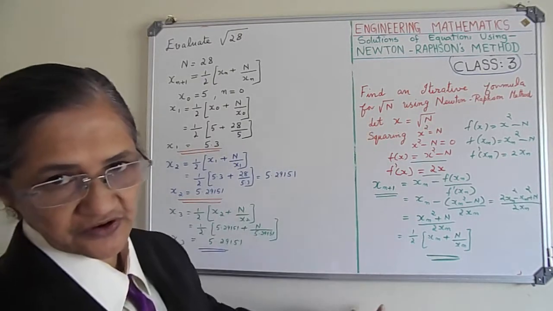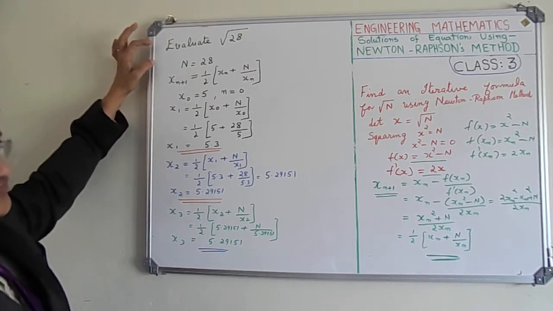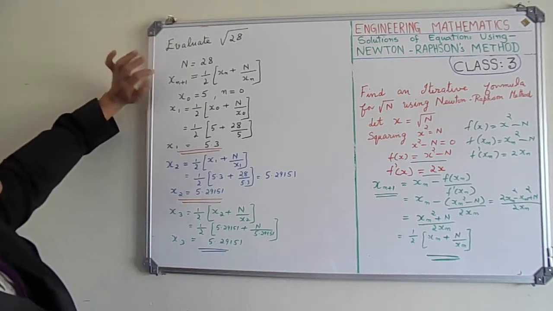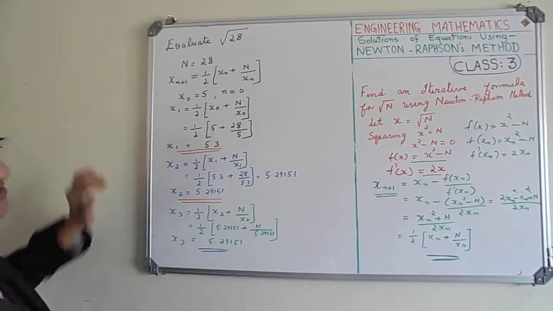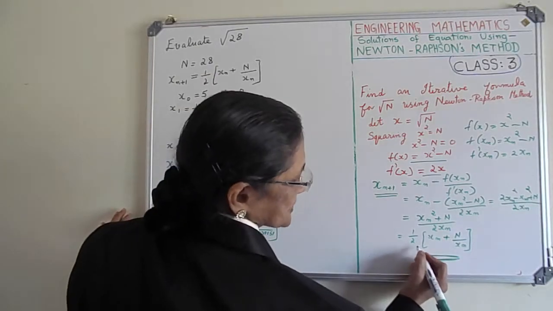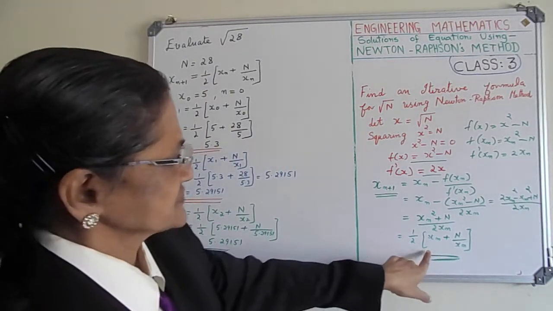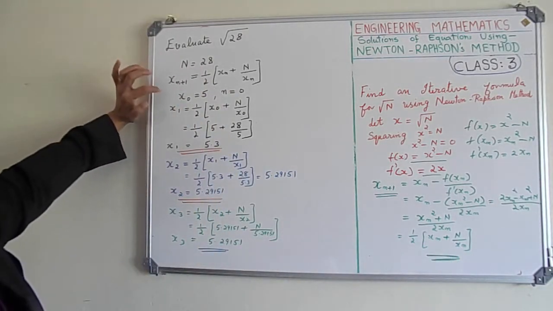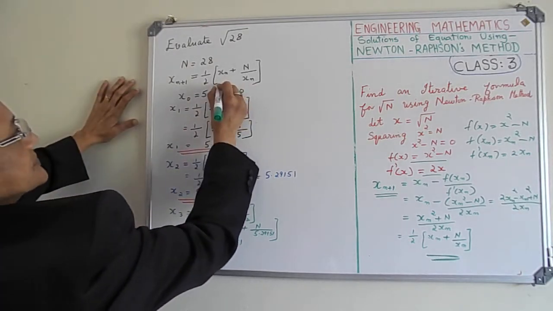Square root of n. Okay, now we can do a question. Suppose you are asked to evaluate square root of 28. We take n is equal to 28. Now we have obtained the iterative formula to find the square root of n: x(n+1) is equal to half times (xn plus n upon xn).